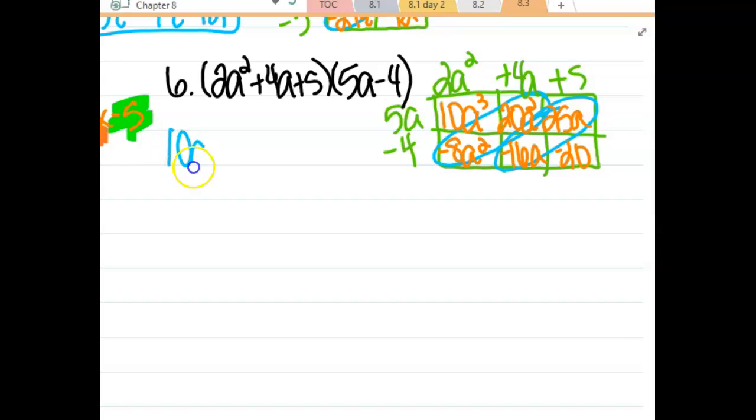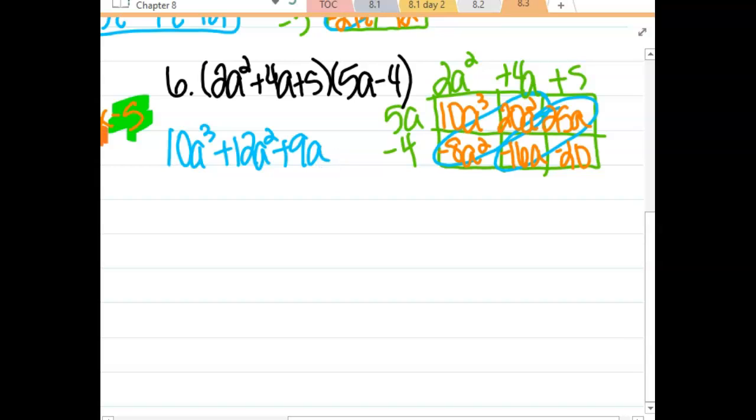So we're going to start with our a cubed. So that 10a cubed is going to stay a cubed. To combine my a squareds, we take 20 minus 8, which is a positive 12a squared. To combine your a's, 25 and a negative 16 gives me plus 9a. And then we have the minus 20 at the end.